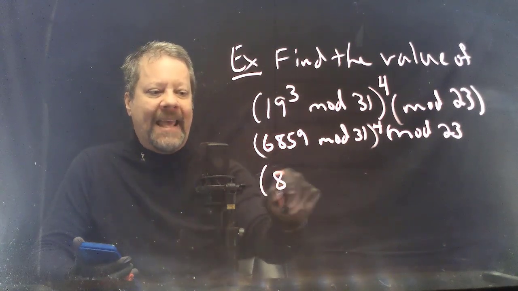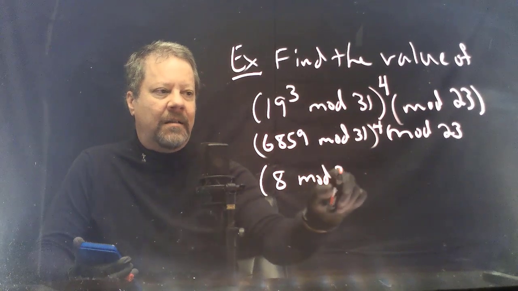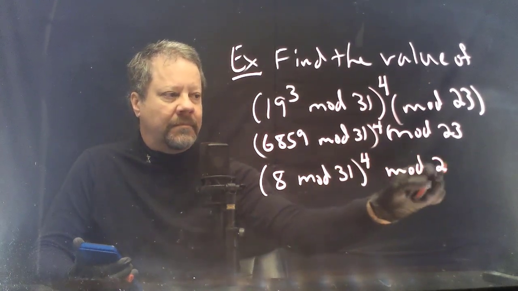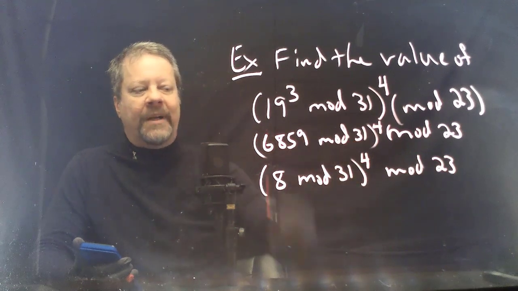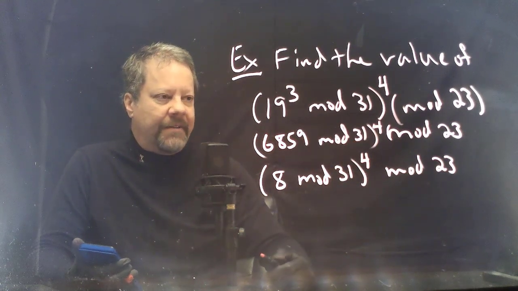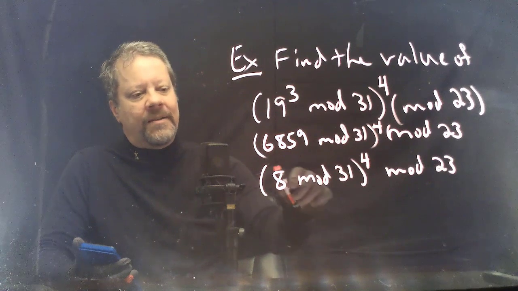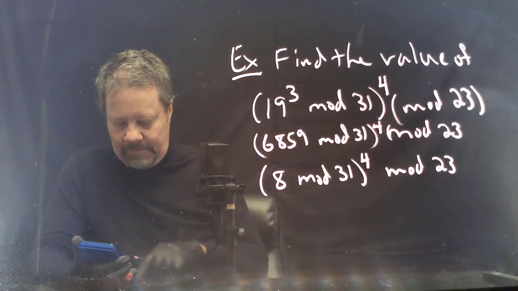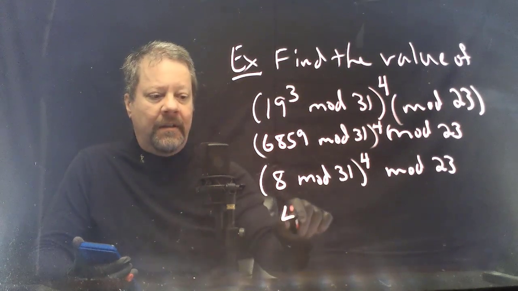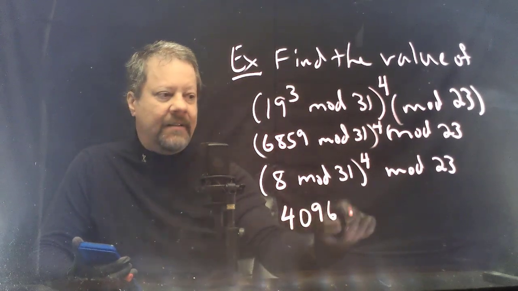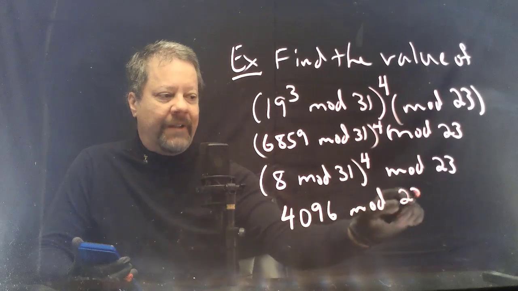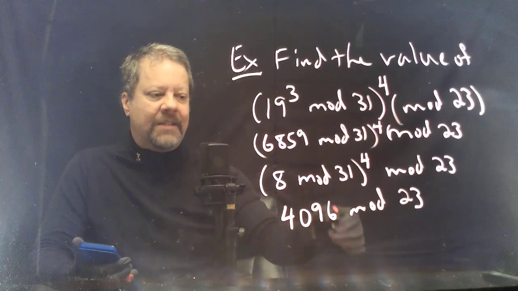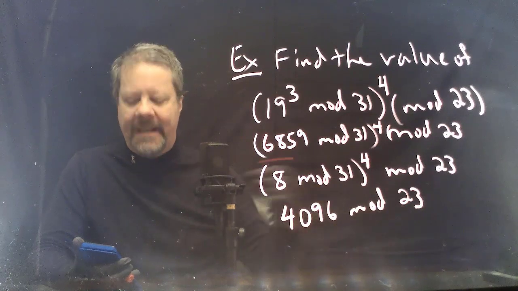And so I get 8 mod 31. 8 is the remainder when I divide 6859 by 31. So 8 to the power 4 is 4096, but now it's mod 23. So I have to divide 4096 by 23 and see what the remainder is.